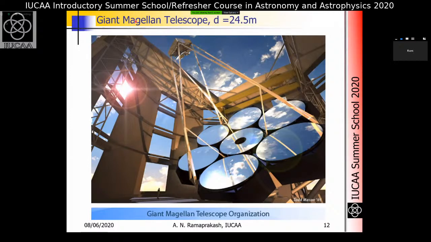This is called the Giant Magellan Telescope, which has a diameter of about 24.5 meters. And it is made of 7 8-meter diameter mirrors. So this is 8-meter diameter. You put 7 of them together to form one telescope, which is roughly 24 meters in diameter. And the light combines together and is imaged at the back of the primary mirror through this hole.